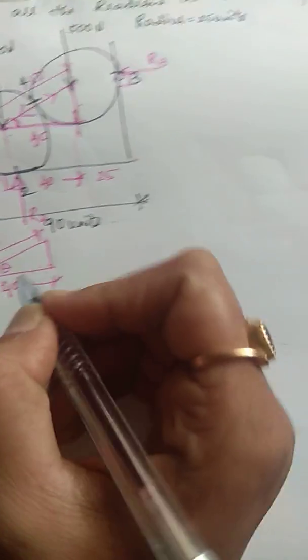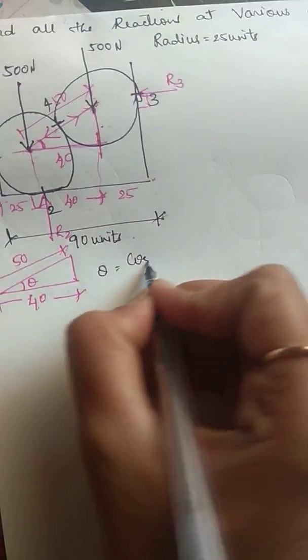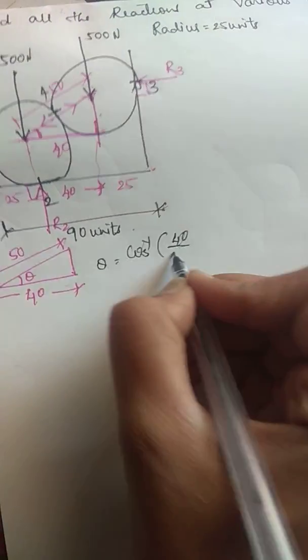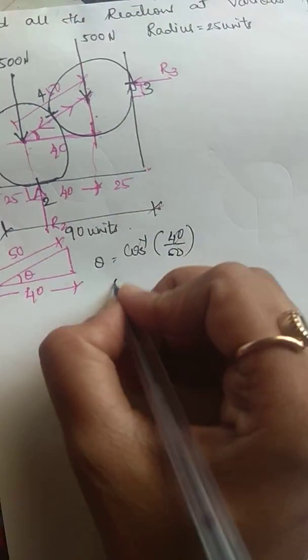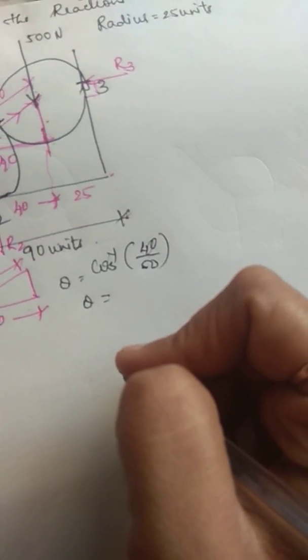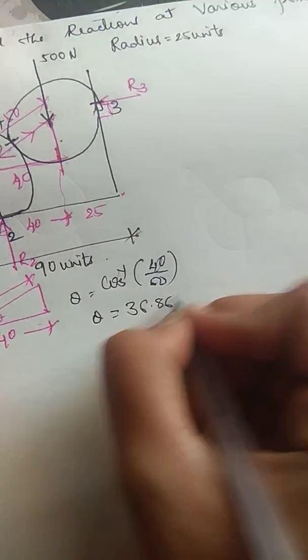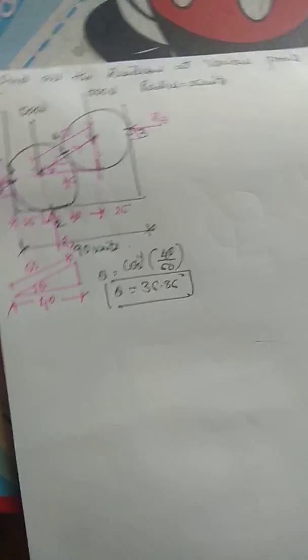Now, to get theta is not much of a concern because theta is cos inverse of adjacent by hypotenuse. That makes theta cos inverse of 4 by 5, giving me the value of 36.86. So the angle here is 36.86.